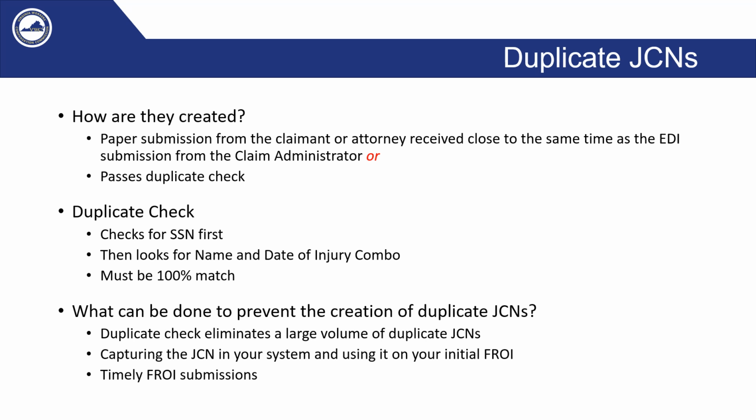The duplicate check assists in reducing the volume of duplicate claims. It checks against the Social Security number first, then looks at the name and date of injury combo. It must be 100% matched for it to be caught. If it passes the duplicate check, the transaction will reject for duplicate batch transaction.